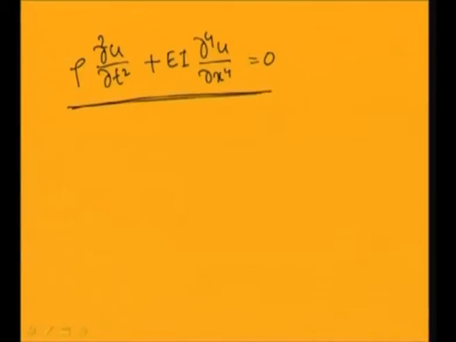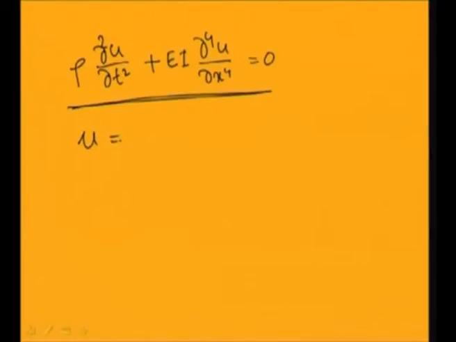In case of the Euler-Bernoulli beam, the equation can be written in this form: rho into del square u by del t square plus E I del fourth w by del x fourth equal to 0, and we have found the solution for this equation.